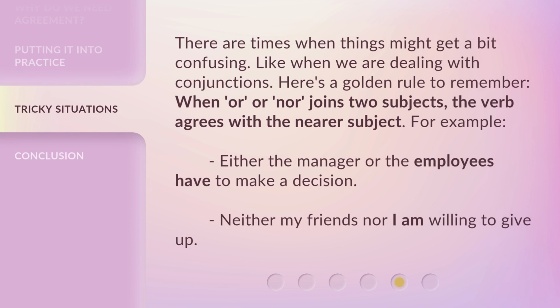There are times when things might get a bit confusing, like when we are dealing with conjunctions. Here's a golden rule to remember. When or, nor joins two subjects, the verb agrees with the nearer subject. For example, either the manager or the employees have to make a decision. Neither my friends nor I am willing to give up.